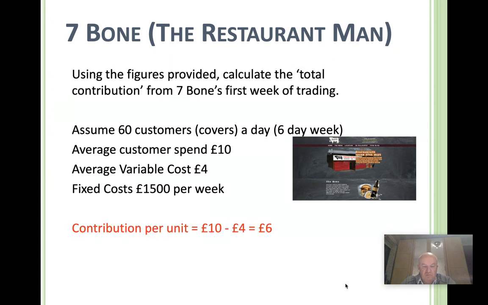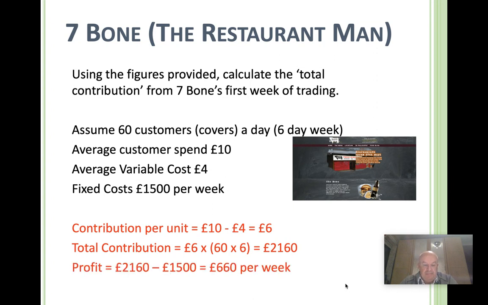Okay, so our contribution per unit would be 10, take away 4, which is our average cost, and that is going to leave contribution per unit at £6. Our total contribution though is going to be based on that £6 times, in this case, 6 days a week, 60 covers per day. So our total contribution is going to be 2,160.